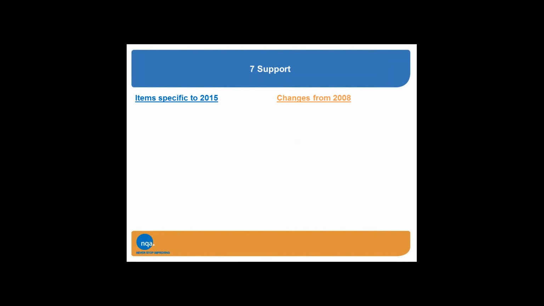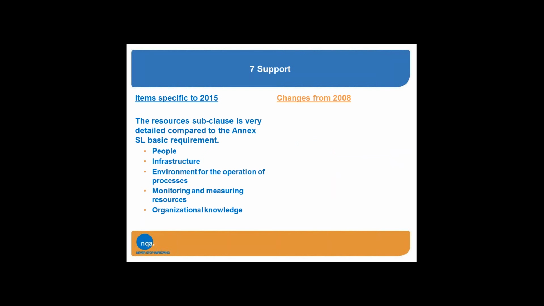So looking at what is specific to 9001 over and above Annex SL, the resources sub-clause is very detailed compared to the Annex SL requirements, as we saw in the earlier slide. So the quality profession has added its own more detailed requirements around people, infrastructure, environment for the operation of processes, monitoring and measuring resources, and organisational knowledge.